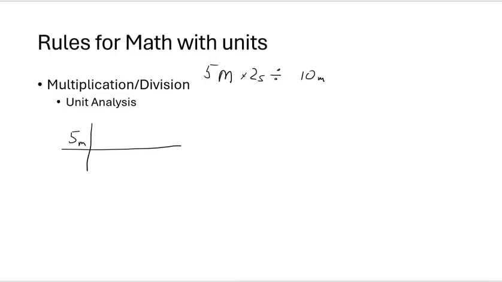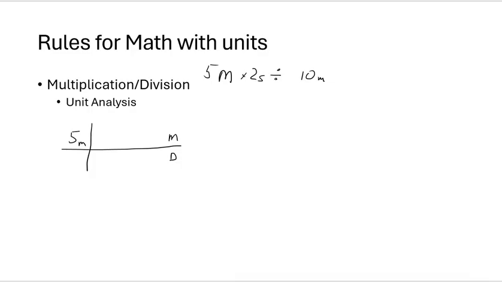I'm multiplying by 2 seconds, and then I'm dividing by 10 meters. So every time I'm multiplying, the number goes on top. Every time I'm dividing, the number goes on the bottom. And I just have to follow that rule, right? Which mathematically is perfectly fine, because when you divide by a number, it's the same as multiplying by its reciprocal. And that's really what we're going to do, we're going to put reciprocals in here.